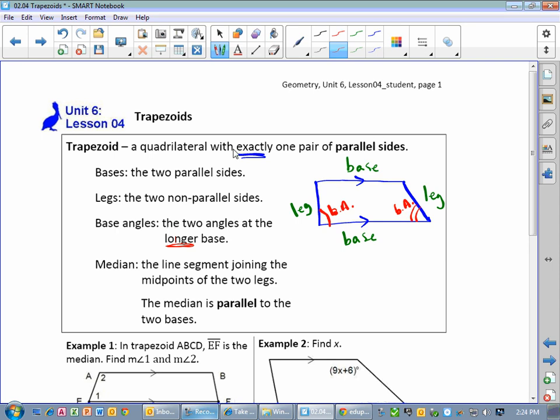And then finally we have the median. The median is the line segment joining the midpoints of the two legs. So if we come up this leg halfway, there's the midpoint, and up the other leg halfway, there's the midpoint, and we draw a segment between them. That is called the median. What's kind of cool here is, notice the median is actually parallel to the bases. Even though it doesn't seem like there's any connection, these are at the midpoint, this segment will always be parallel to the other two segments.